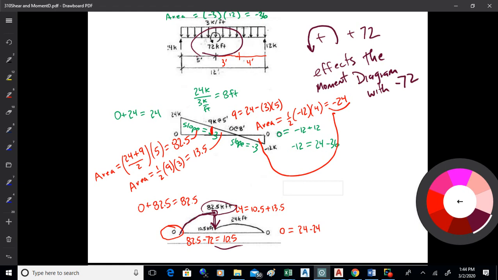So the moment diagram's down there at 10 and a half, and then it just kind of keeps doing what it was doing before. What this is here is parabolic. It's going to keep that parabolic shape. It's just been shifted down by 72. So that couple changes the moment diagram immediately, and it changes it with the opposite sign with which it's applied. So that's a positive 72. It affects the moment diagram with a negative 72. So that drops by 72 down to 10 and a half.